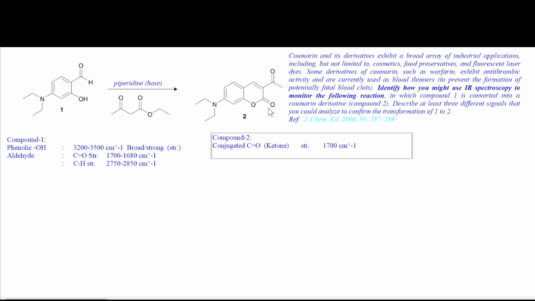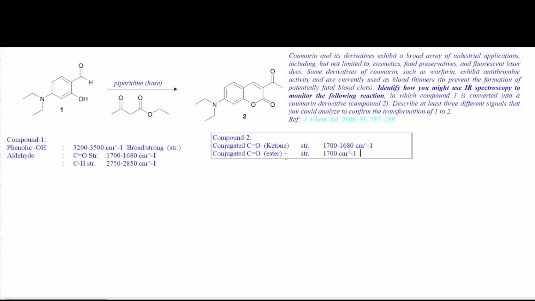Then you also have a conjugated ester. A general ester would come somewhere around 1745, but due to conjugation it is lowered, and so that will come somewhere around 1700 as well. So the conjugated C double bond O of an ester is again a stretching frequency, and that leads to 1680 to 1700. I'll put a range, by the way, 1680 to 1700. This would be definitely greater than 1700.